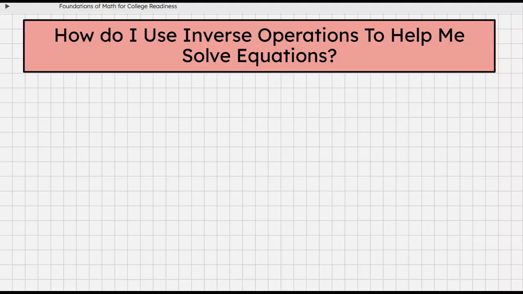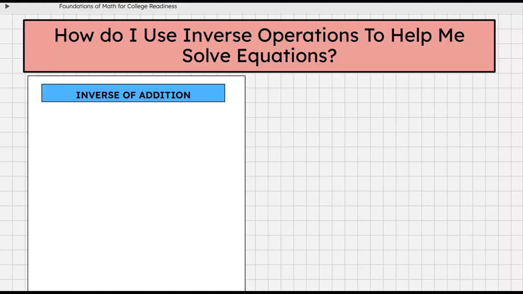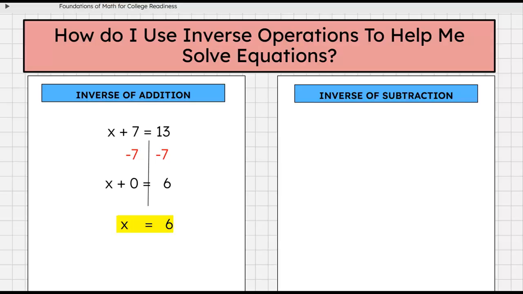Let's look at some examples. Let's look at the inverse of addition and what that would look like. x plus 7 equals 13. We have x, a positive 7, and that's equal to 13. We want to get the x by itself, so we've got to get rid of this positive 7 and move it over here. The only way to do that is to subtract 7 from both sides. When we subtract 7 from both sides, we end up with x plus 0 equals 6, or x equals 6.